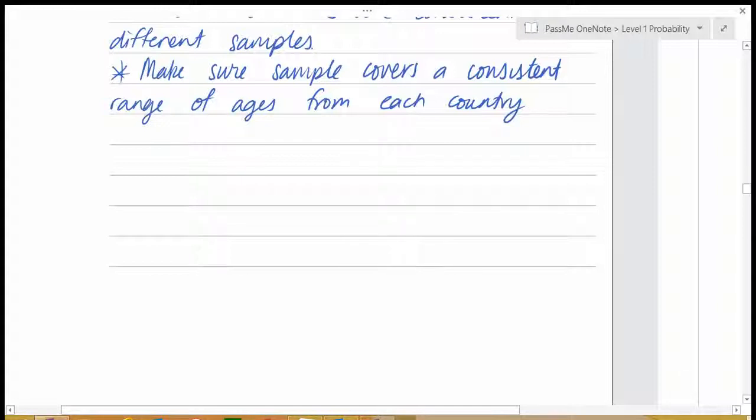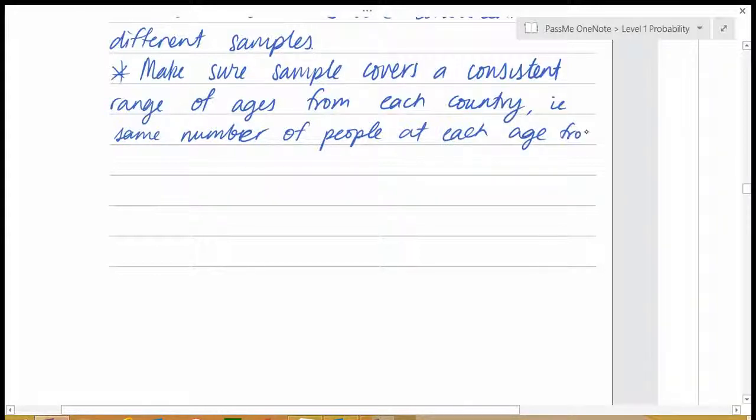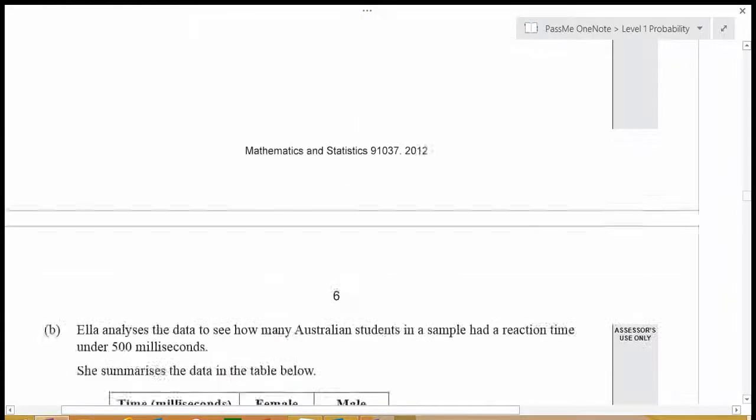So we'll just continue that. So i.e. same number of people at each age from each country. Great. Okay, let's continue on here.